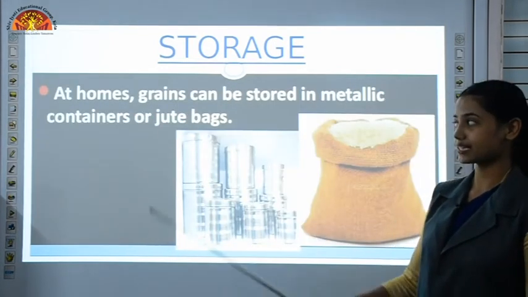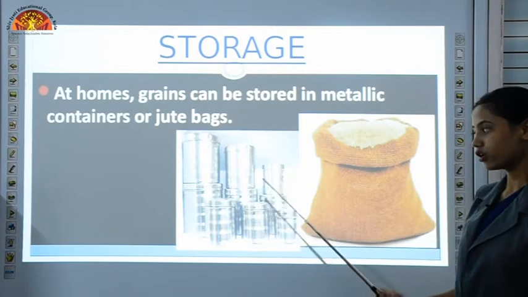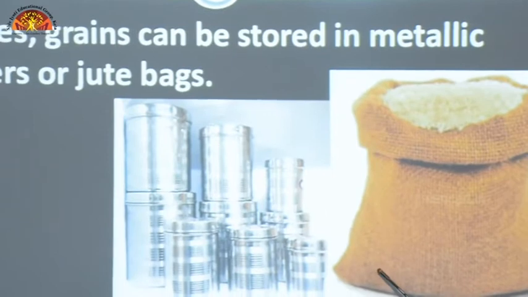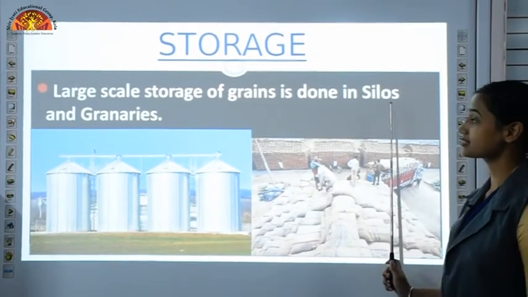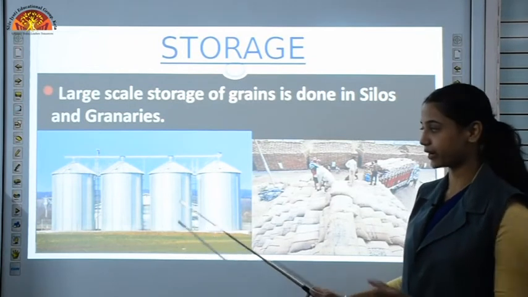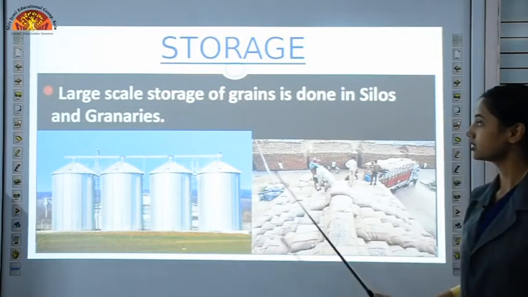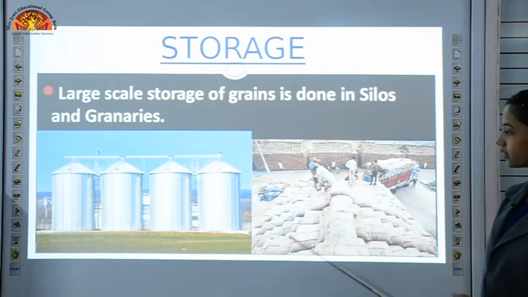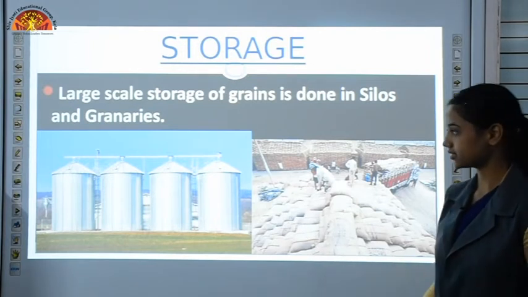At small scale, means at homes, grains can be stored in metallic containers or jute bags. We all have containers like these at our houses, and this is a jute bag. But on large scale, storage of grains is done in silos and granaries. These are silos, tall cylindrical metallic structures. We store our grains in these tall cylindrical structures. These are silos and these are granaries. It is like a storage house. We store gunny bags here. Gunny bags, in these we store our seeds, our grains.